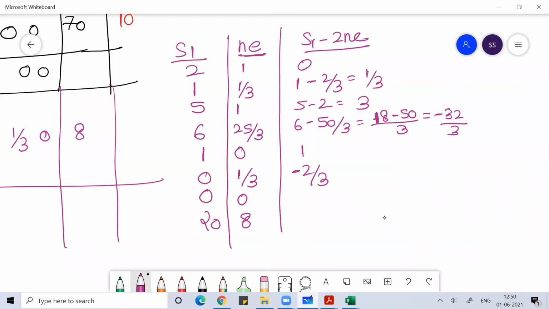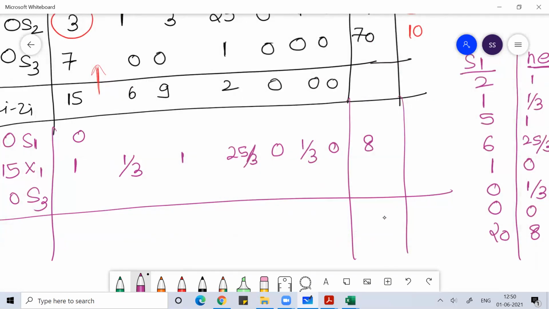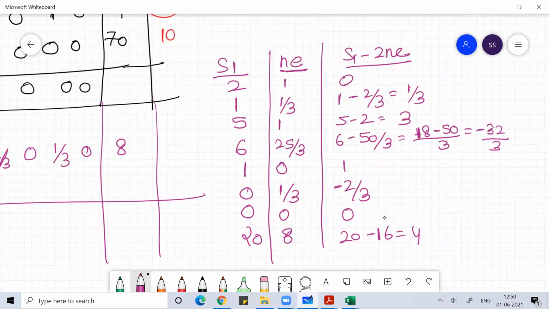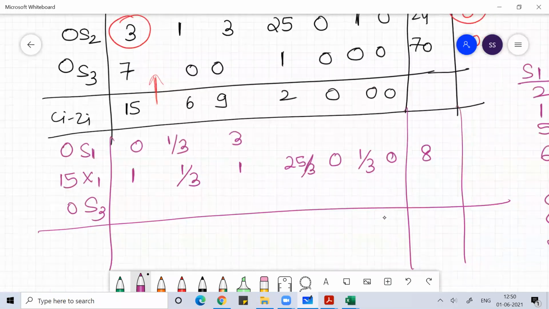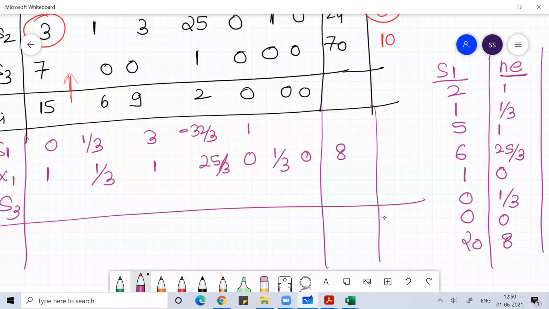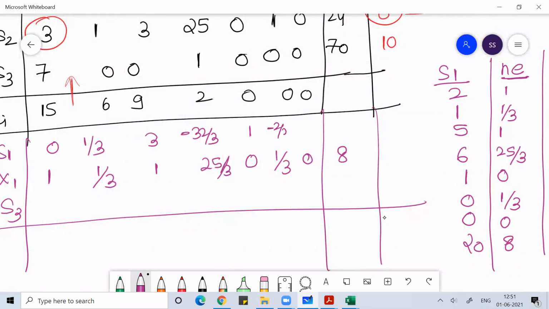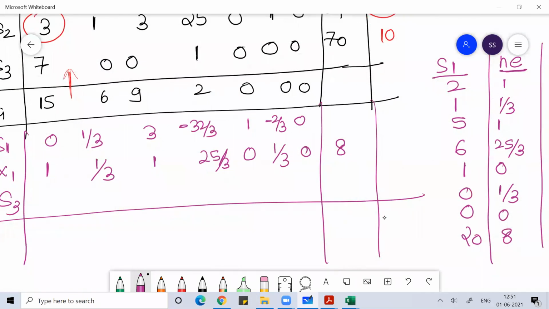So then this is 0. Then 20 minus 8 twos are 16, means 4. This will be 0, 1/3, 3, then minus 32/3, 1, then minus 2/3, 0, and 4.